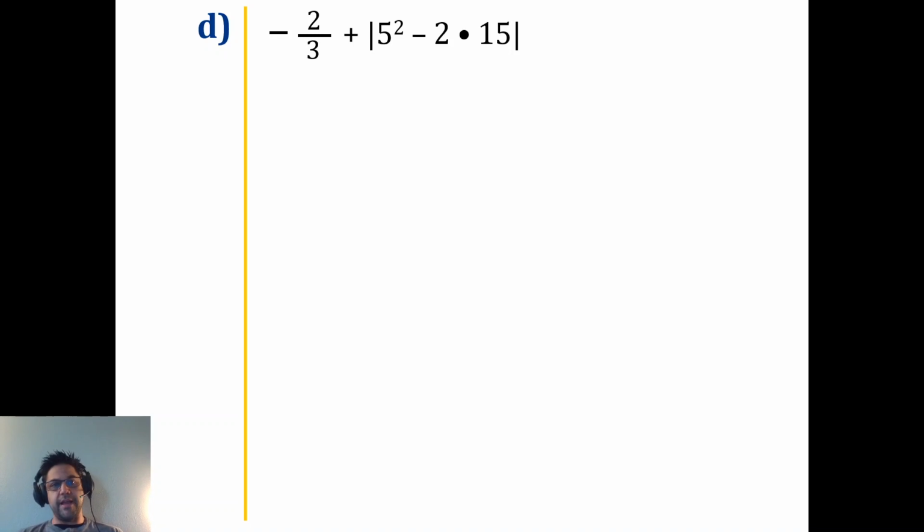So let's go ahead and work on this problem. So we're going to go ahead and pause with a fraction, work inside our absolute value bars. We're going to do our order of operations correctly. So we've got 5 squared. We already know that.